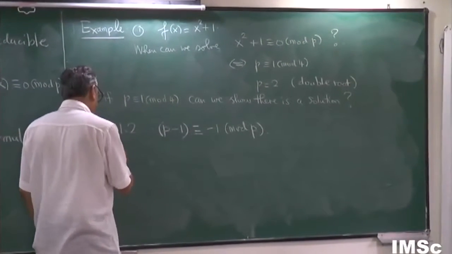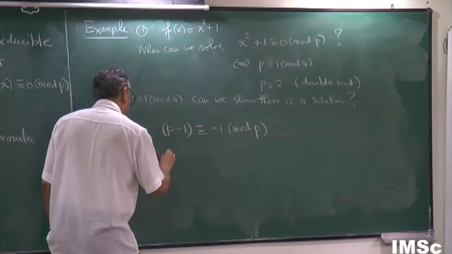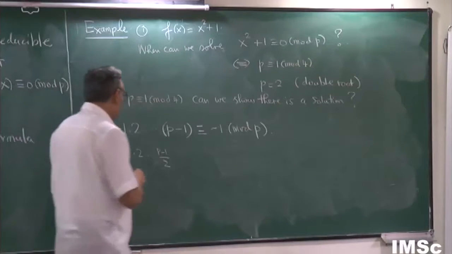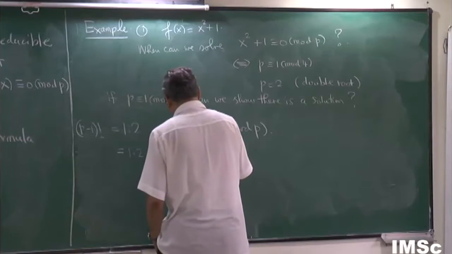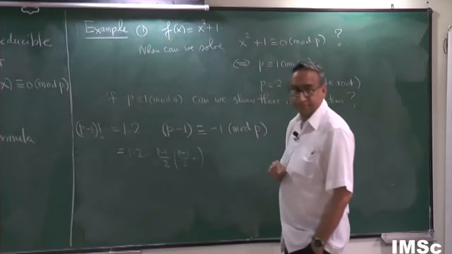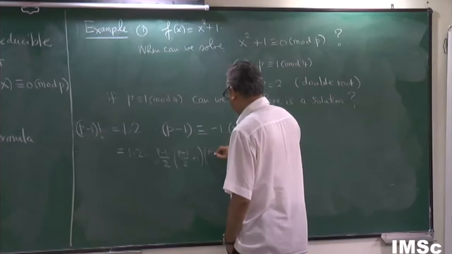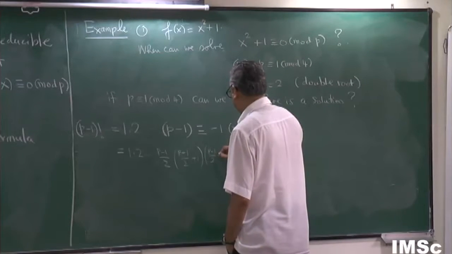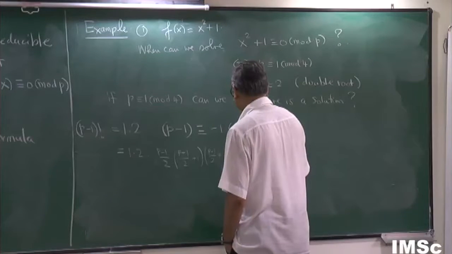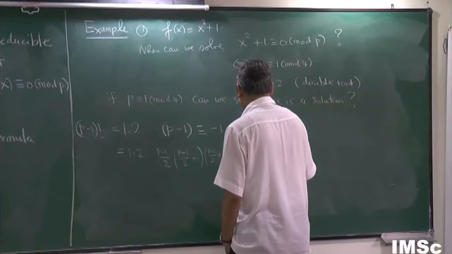So we can write this as 1, 2, up to p minus 1 over 2. And then the next one is p minus 1 over 2 plus 1. The next one is p minus 1 over 2 plus 2, and so on, up to p minus 1 over 2 plus p minus 1 over 2.